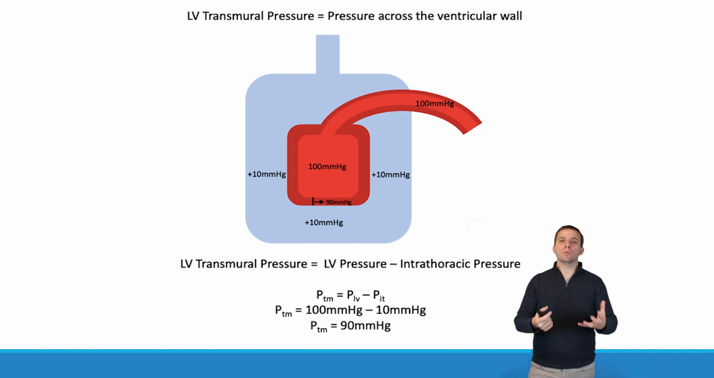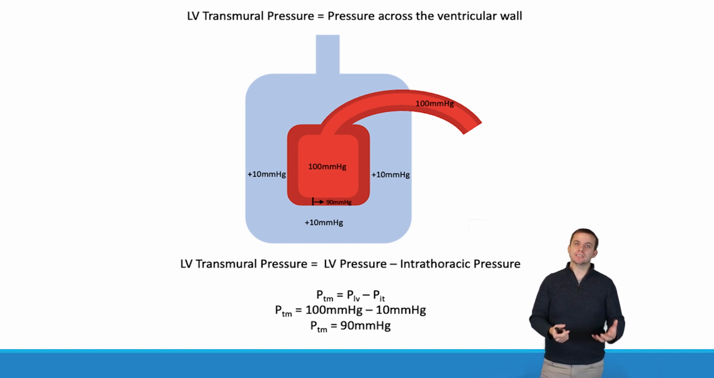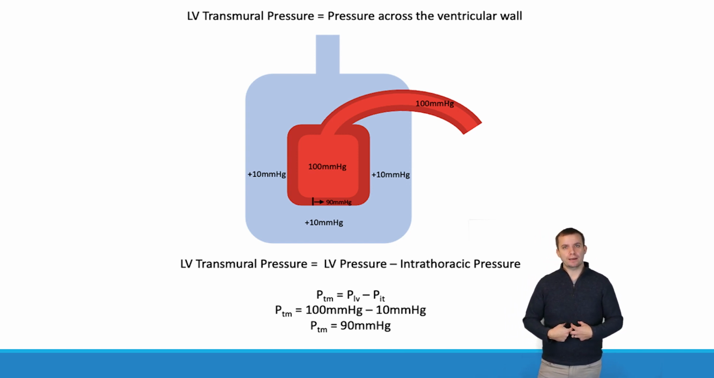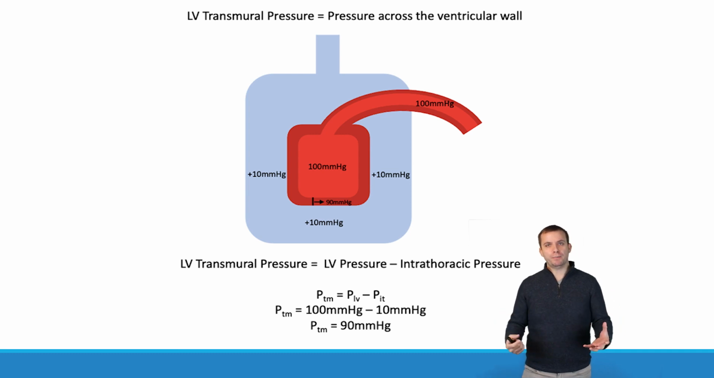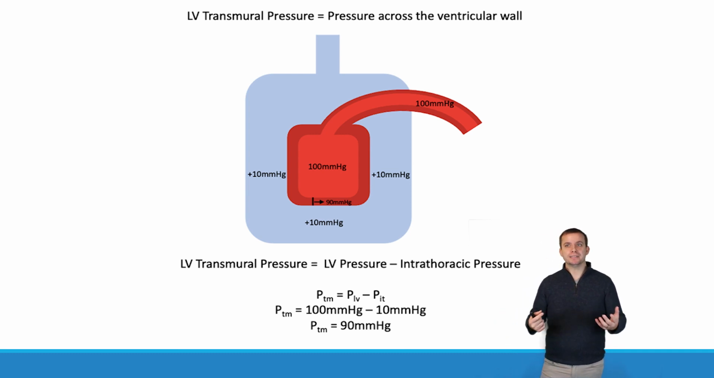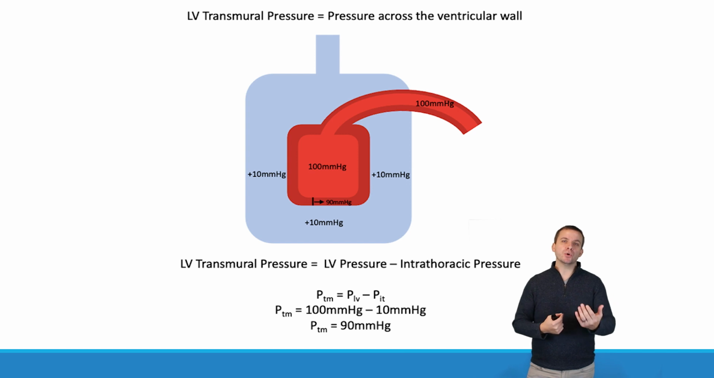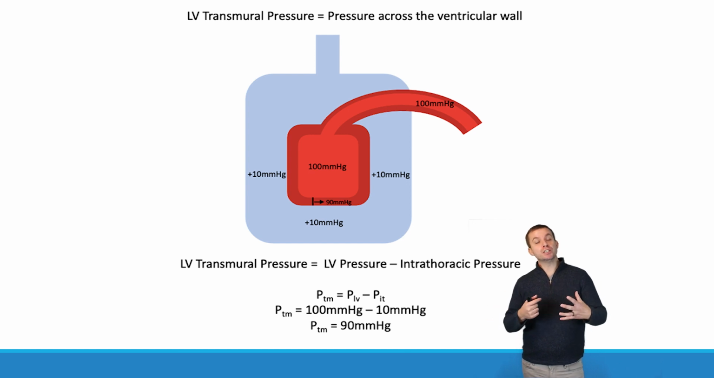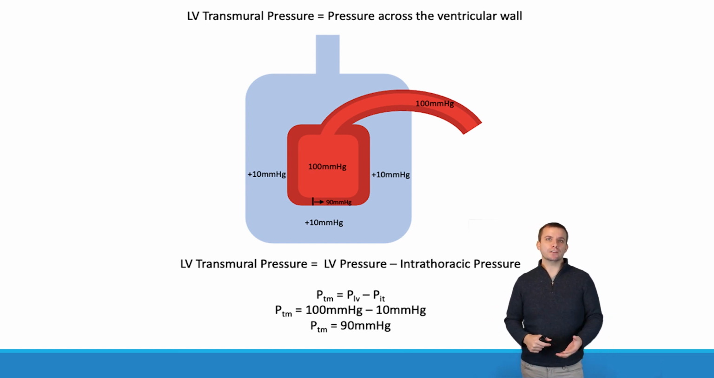So if a normal LV pressure during systole is 100, and your intrathoracic pressure is positive pressure now because you have them on a ventilator or BiPAP and it's plus 10, the transmural pressure, or the pressure across that ventricle, becomes 90. So you have less transmural pressure than you did if you were under negative pressure. So it actually decreases the afterload because it affects the transmural pressure in Laplace's equation.